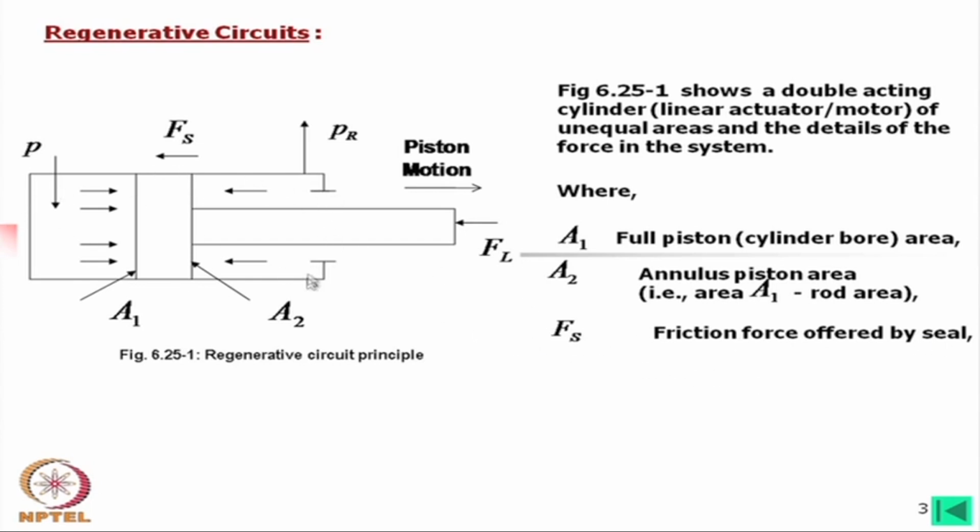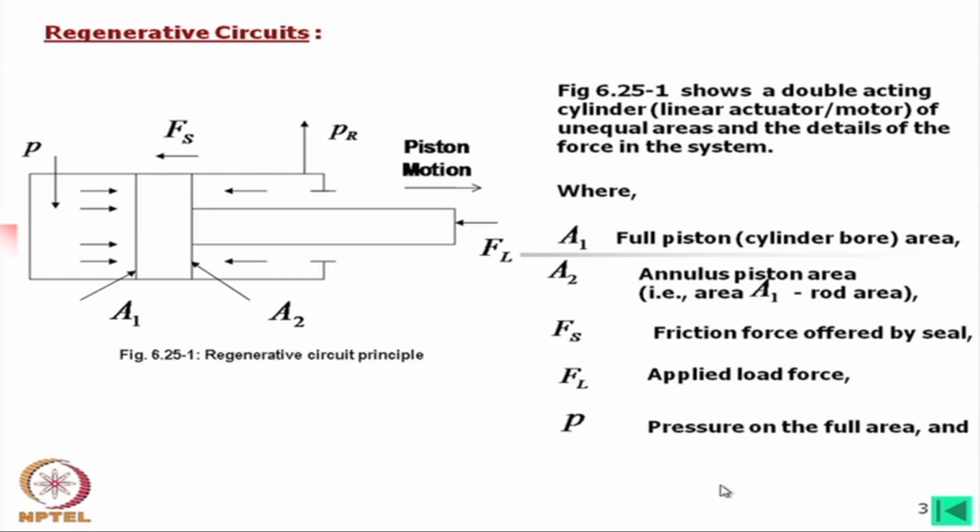Also, there will be some friction here, but this friction will be more severe than the friction there, because as it is double acting, there is also a seal. So, while we are considering the friction, we will consider this plus this friction. It is apparently written here only, but this is the component of this friction force, and the friction force at this cap also. FL is the applied load, P is the pressure on the full area, and PR is the pressure in the return line.